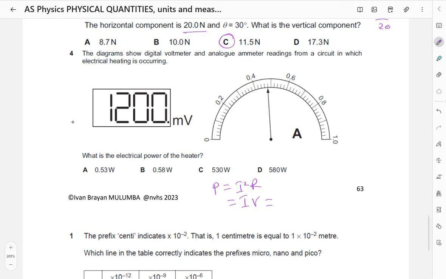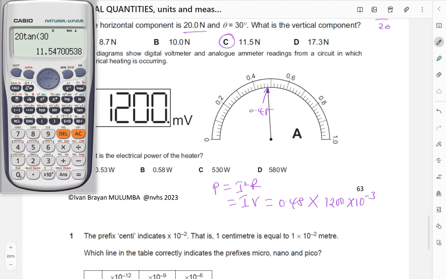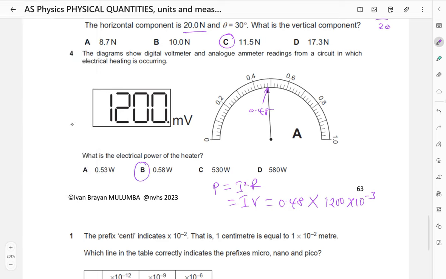I, we have already seen this as 0.48. So this will be 0.48 times V, which is 1200 millivolts, so times 10 power negative 3. So 0.48 times 1200 times 10 to the negative 3. That is 0.576, which is 0.58. So the answer is going to be B, 0.58.